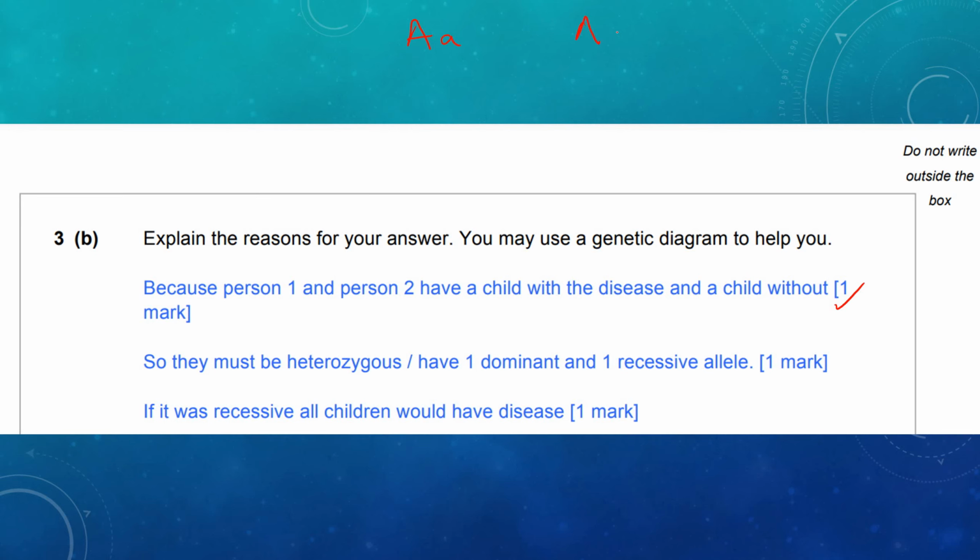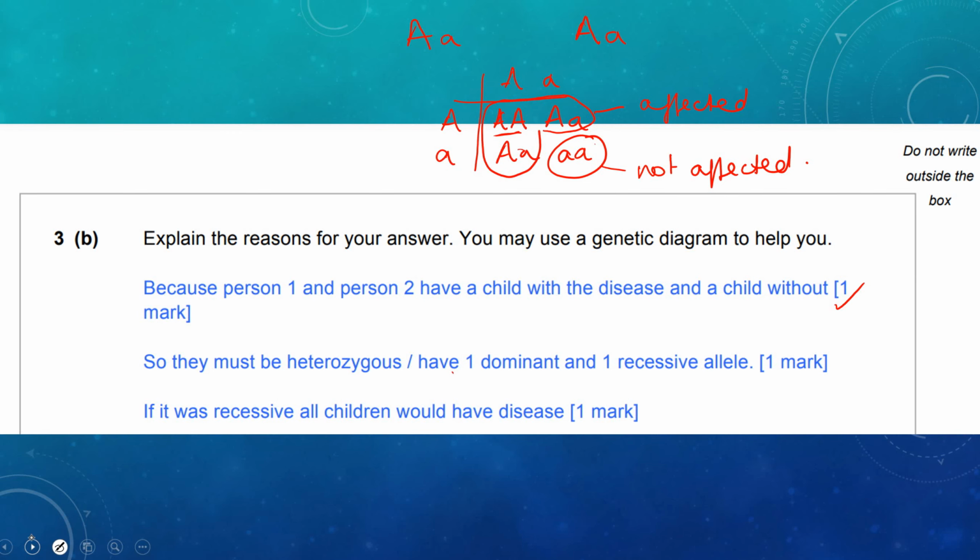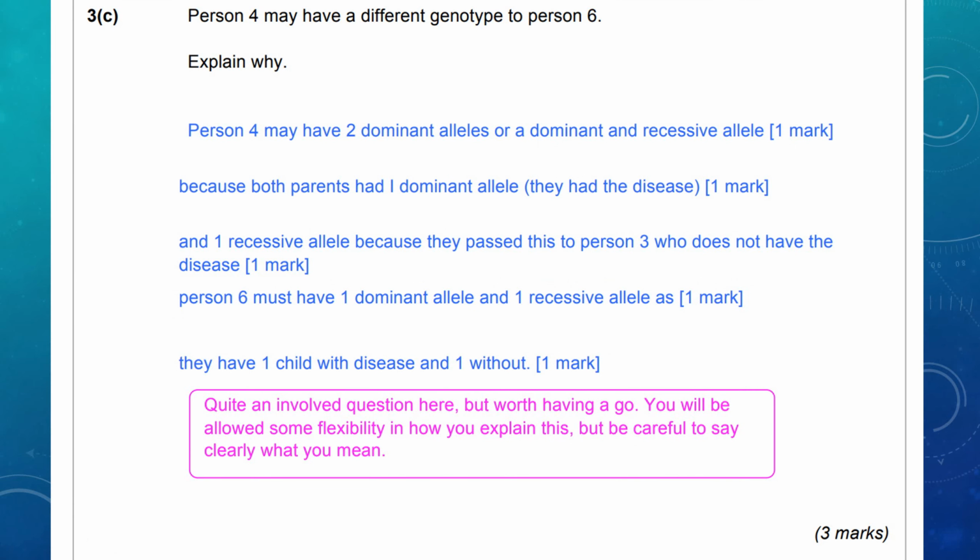So if we say that they are both heterozygous, when we draw our Punnett square, we have a 3/4 chance of the children having the condition, so these would all be affected, and a 1/4 chance of them not being affected. If it was recessive, then all the children would have the disease. So they must be heterozygous and have one dominant, one recessive allele. However, to be affected, you could either be homozygous affected, have two copies, or you could be heterozygous affected. So this helps you to answer question 3C.